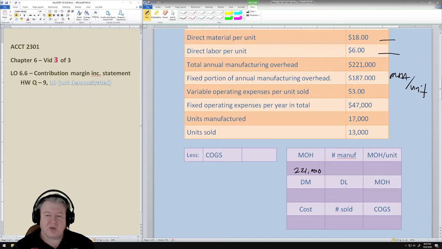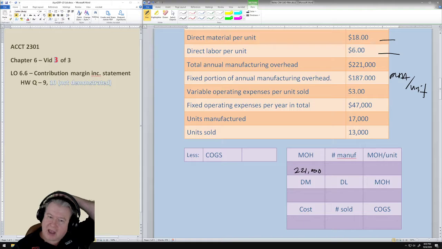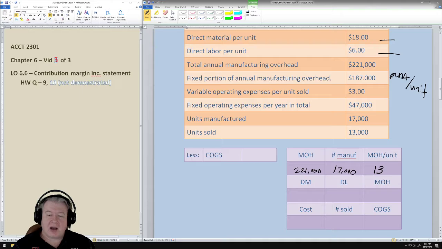So manufacturing overhead, how many units did we manufacture? Well, we manufactured 17,000. So what was our manufacturing overhead per unit? Well, that ends up being 13. So now we've got our three items that we normally figure out our cost. So this is going to be the cost, and these are the three items.